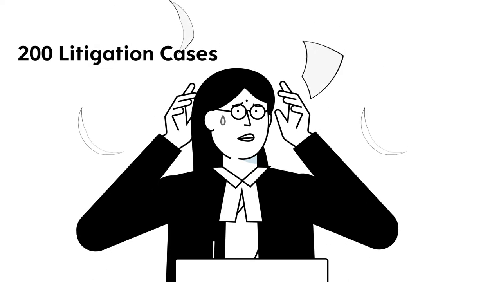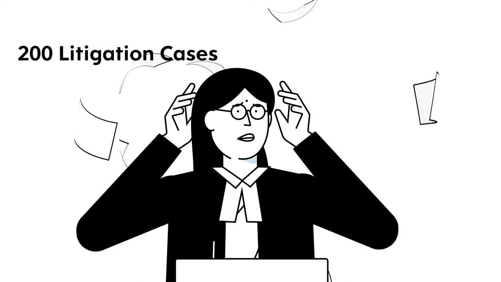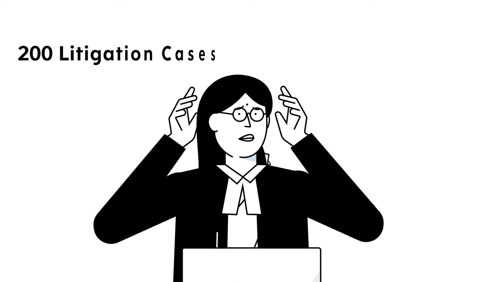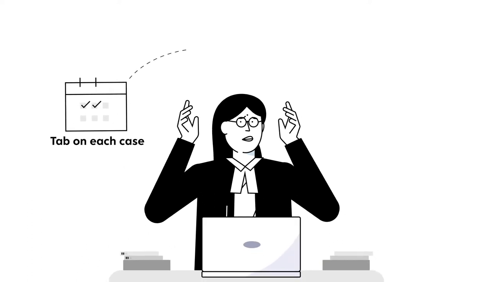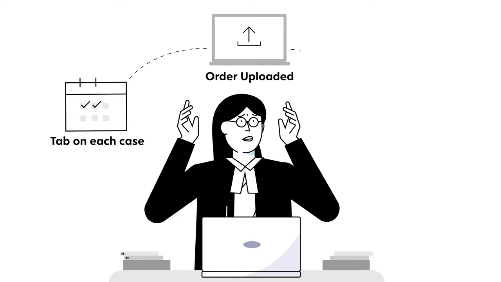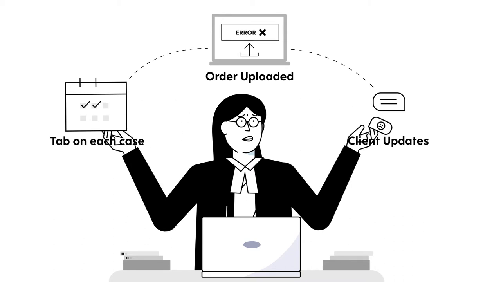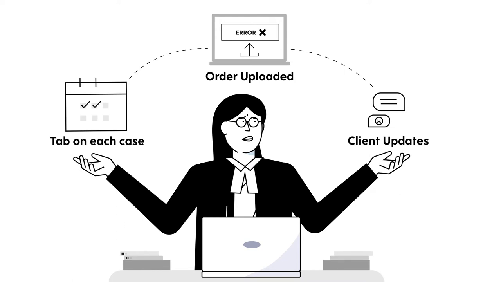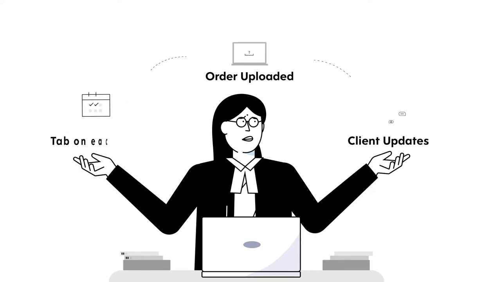Ragini Malhotra has over 200 litigation cases across different courts in India. She has to keep a tab on when each case is listed to come up in the respective court or when the orders are being uploaded. Accordingly, she needs to keep her client updated about the status of the case. The court sites are often down or unresponsive at the most crucial moments, adding to her woes.